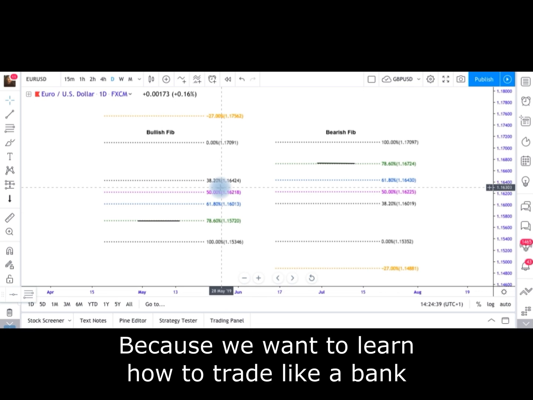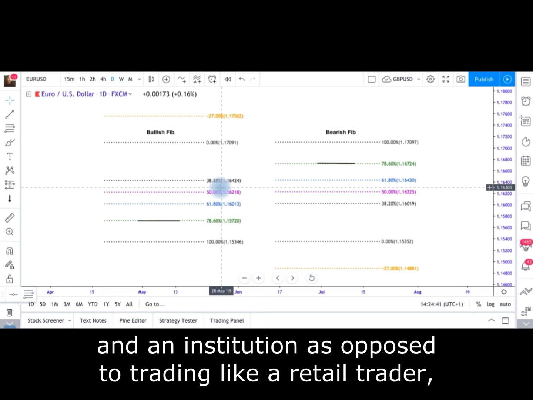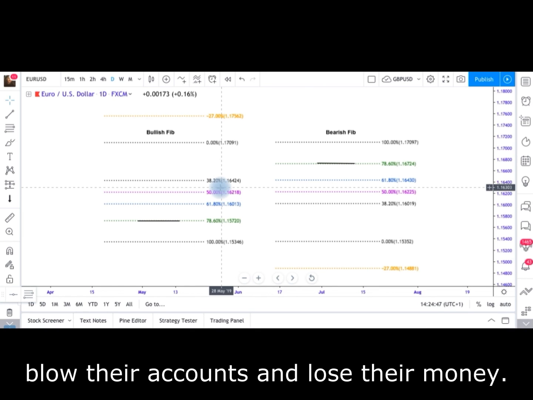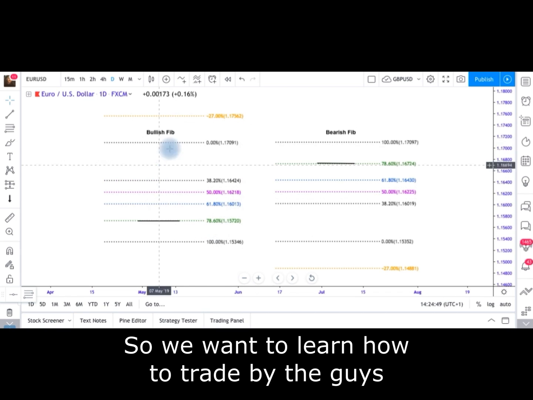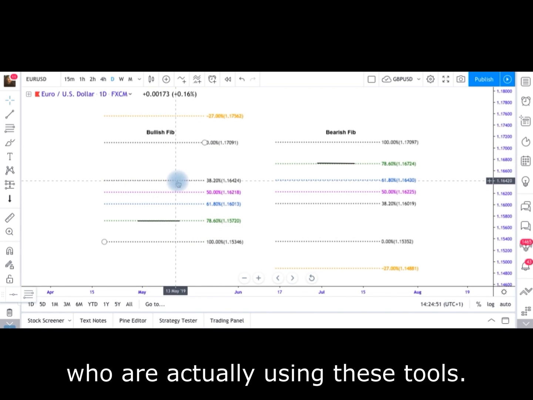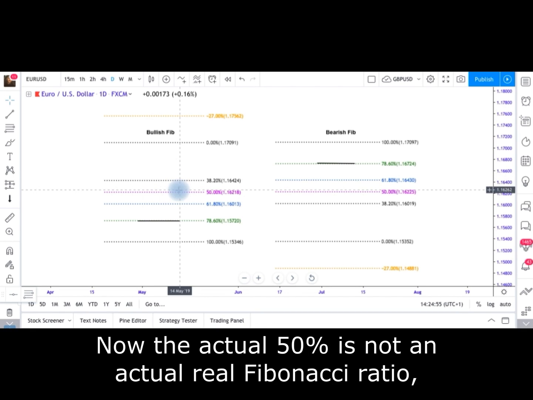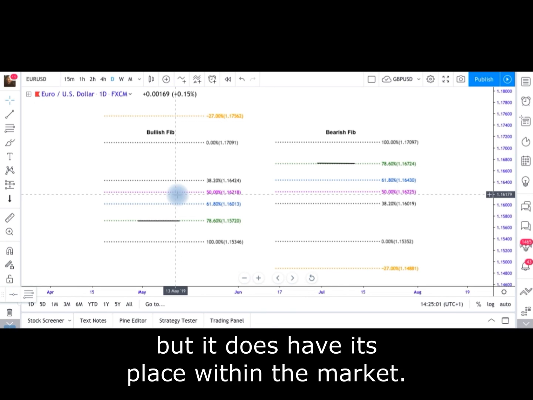institutions use, because we want to learn how to trade like a bank and an institution, as opposed to trading like a retail trader, which 70% of those people obviously blow their accounts and lose their money. So we want to learn how to trade by the guys who are actually using these tools, and they're using the actual Fibonacci numbers.